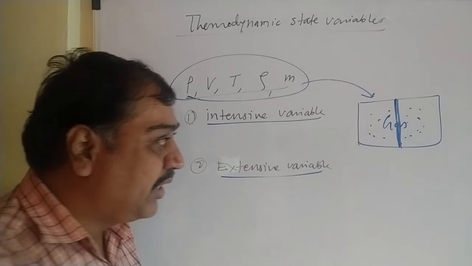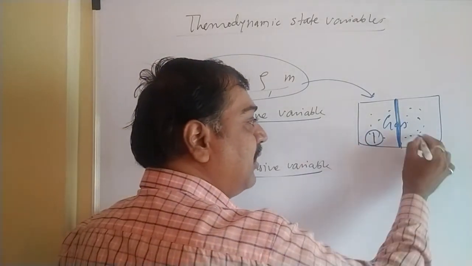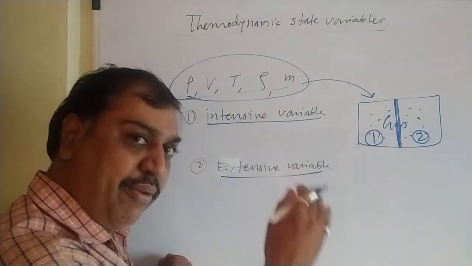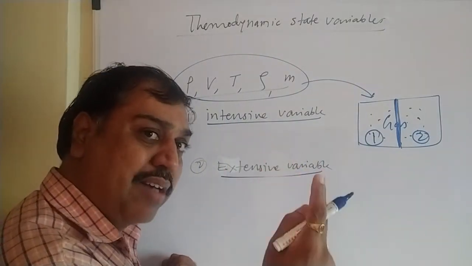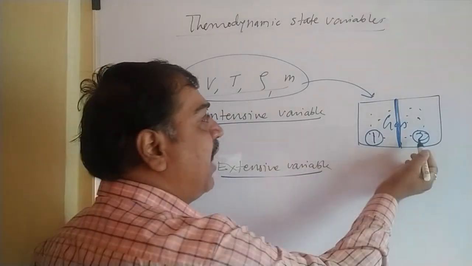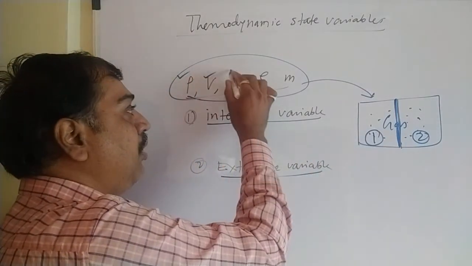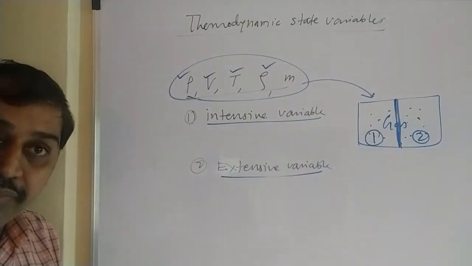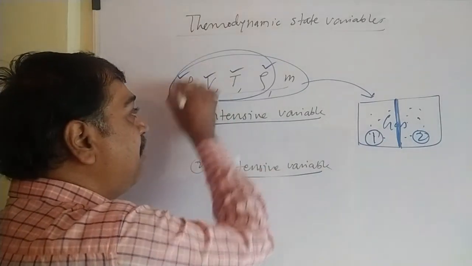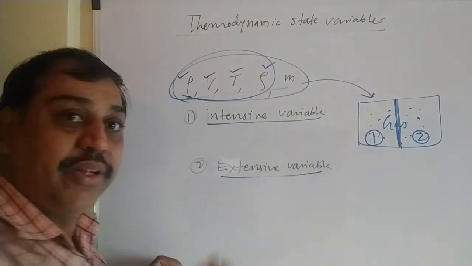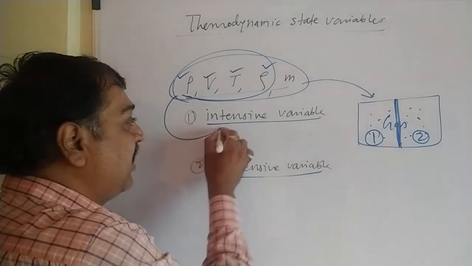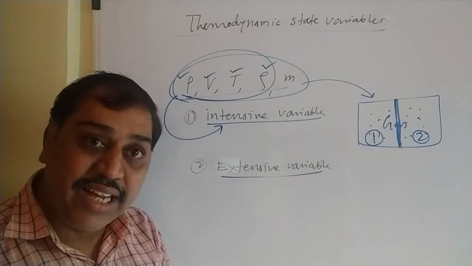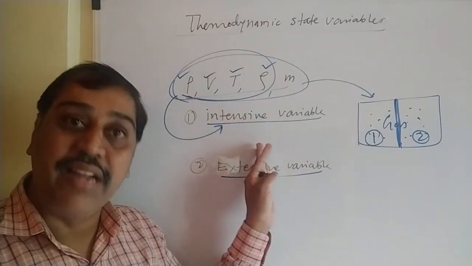Now what has occurred here? Suppose this is the first system, this is the second system. Initially both are the same. Now we have split it into two parts, 1 and 2. In both system 1 and 2, the pressure, volume, temperature, density of the same gas remain the same. So the parameters which remain the same before and after division of the system come under intensive variables, because in this case the size gets changed, but the variable remains the same. So that is the intensive variable.